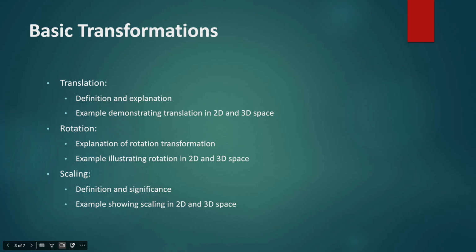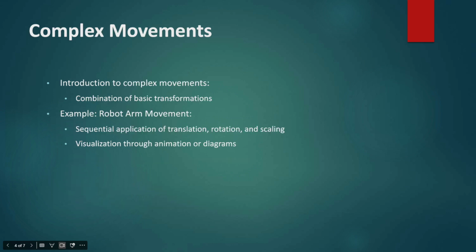Example showing scaling in 2D. Using the initial square, scaling it by a factor of 2 would result in a new square with vertices at (2,2), (2,4), (4,4), and (4,2). Example showing scaling in 3D: applying the same scaling factor to the cube would enlarge or shrink it in all three dimensions, depending on the scale factor used.